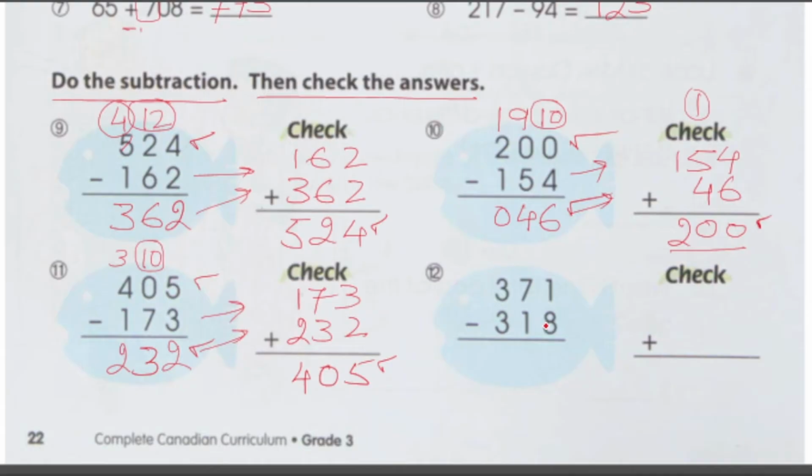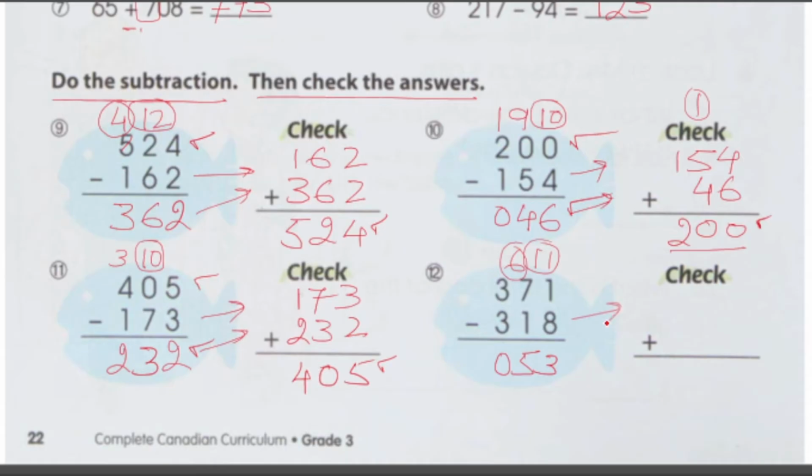So we can't subtract 8 from 1, so we will borrow 1 from the left side. So it will become 11 and it will reduce to 6. 11 minus 8 is equal to 3 and 6 minus 1 is equal to 5 and 3 minus 3, 0.